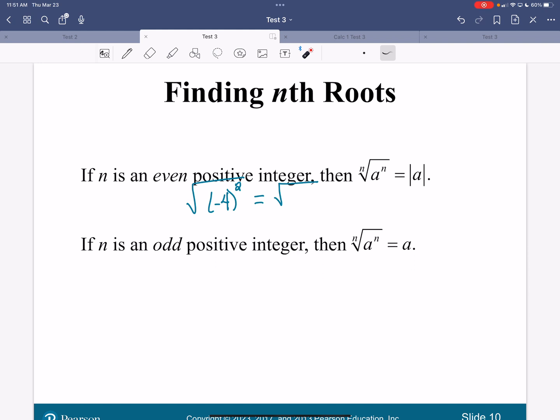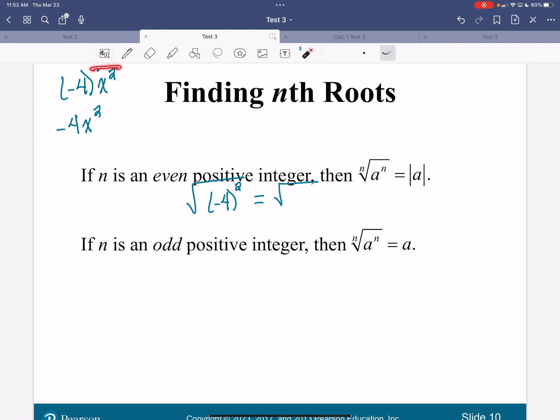Negative 4 squared. So be sure it's positive 16. So if you put negative 4 into your calculator, be sure you've got that negative 4 in parentheses. Okay? Because if you do negative 4x squared, what's your calculator squaring? Just the 4.